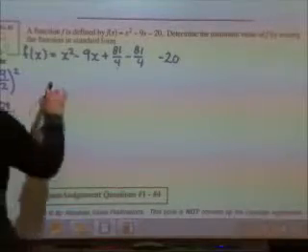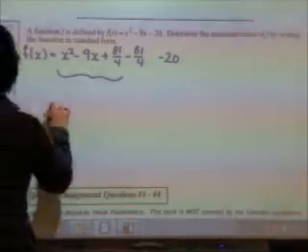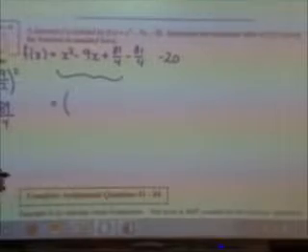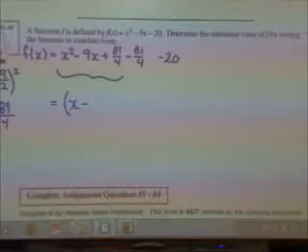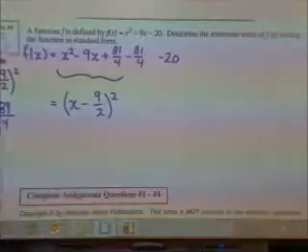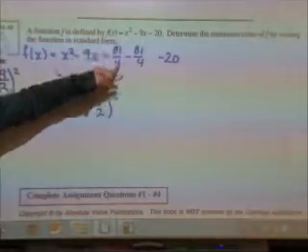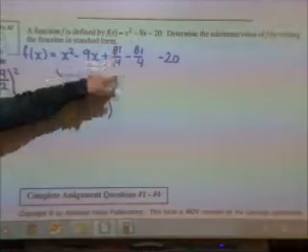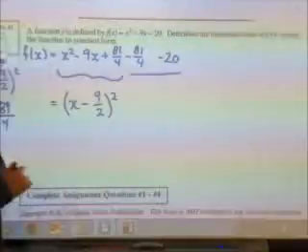Then I factor my trinomial because it's a perfect square trinomial. So when I factor it, I'll get x minus what? 9 over 2. And that 9 over 2 I can get two ways. I can get it from here, or I can get it by square rooting this. The square root of 81 is 9, square root of 4 is 2. And then I have to combine this part here.